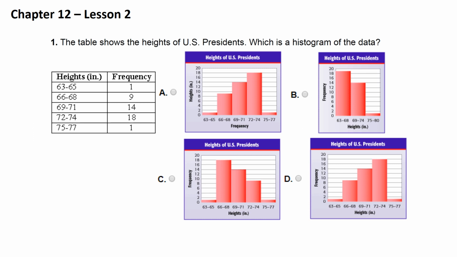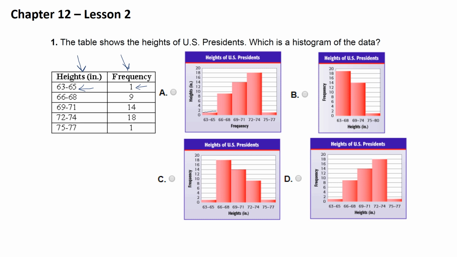Chapter 12, Lesson 2, Number 1. The table shows the heights of U.S. presidents. Which is a histogram of the data? Heights and frequencies. For the interval of 63 inches to 65 inches, we're looking for a frequency of 1. That is our first bar.